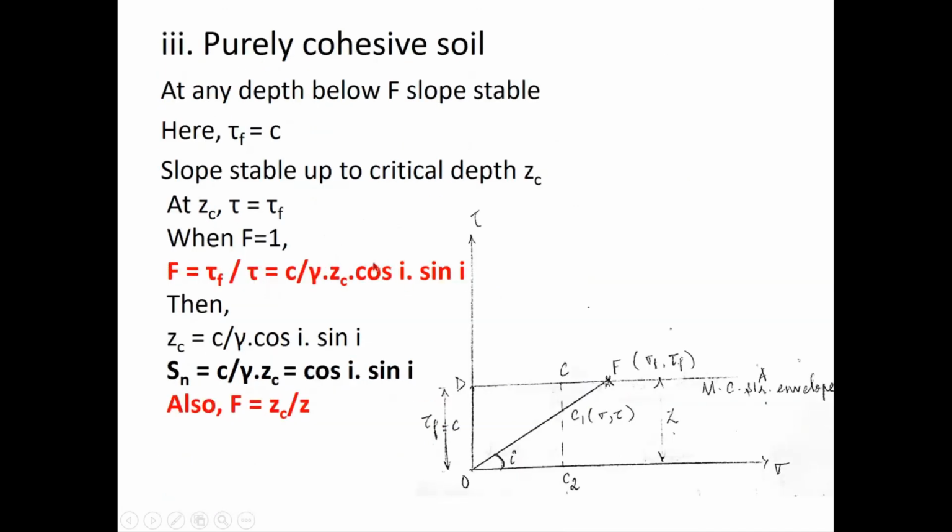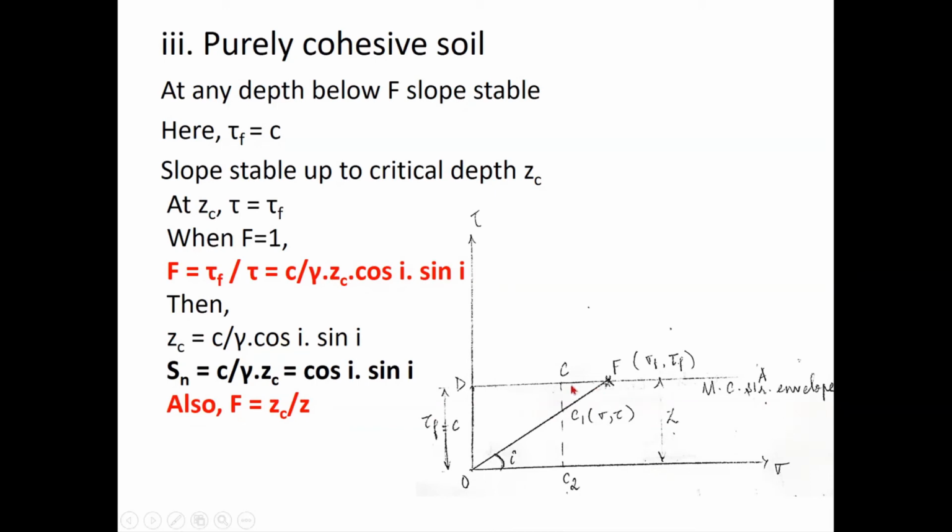And in the case of purely cohesive soil, my stability number is cosine I sin I, and again I represented my factor of safety in terms of depth. Here Fc is equal to F, isn't it?